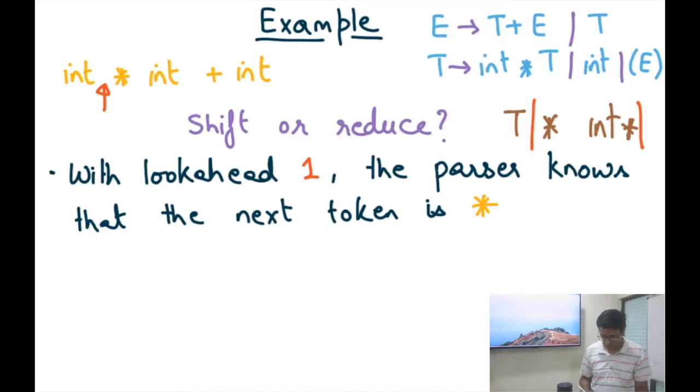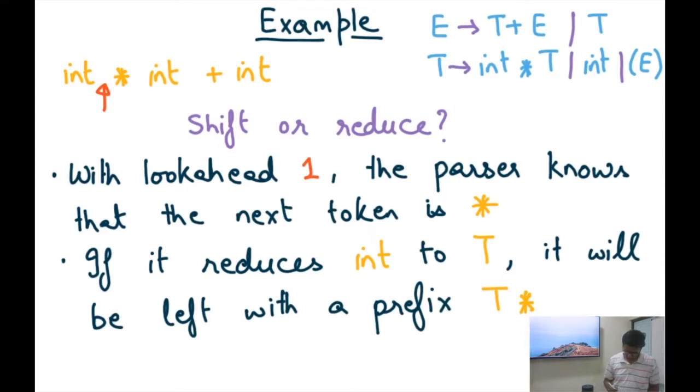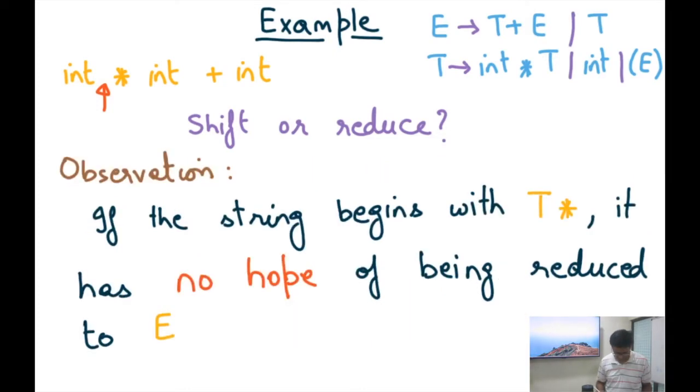For example, if we are able to say that, oh, T star can never be a prefix of a valid handle, if for some reason we are able to say that, then we know that this is not a good choice at all and we should go with the shift. All right, so that's basically the idea. All right, so if it reduces int to T, it will be left with a prefix of T star. And how do we know whether T star is a good prefix or not? Maybe we have some mechanism to figure that out. We're going to talk about that very soon.